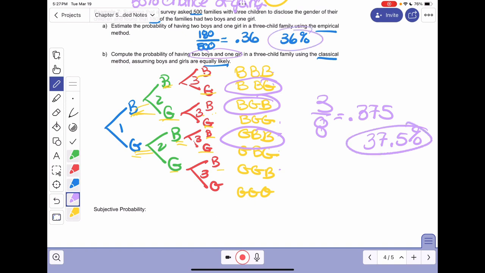So if we look at those numbers, they're not exactly the same. One is found with a sample. And like we talked about before, samples aren't perfect. One is just computed mathematically. And by the law of large numbers, the more people we ask, the closer to 37.5% we're going to get. So if I asked another 500, that 36 is going to be closer. If I asked another 5,000, that 36 is going to be closer. It all just depends on how it goes. But that's the difference between empirical and classical.